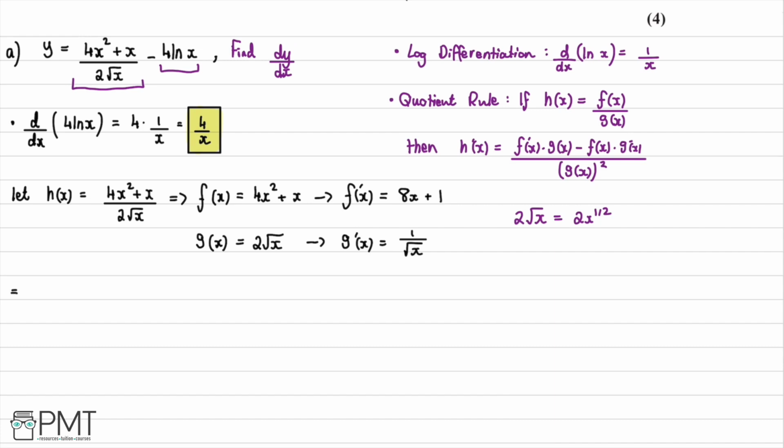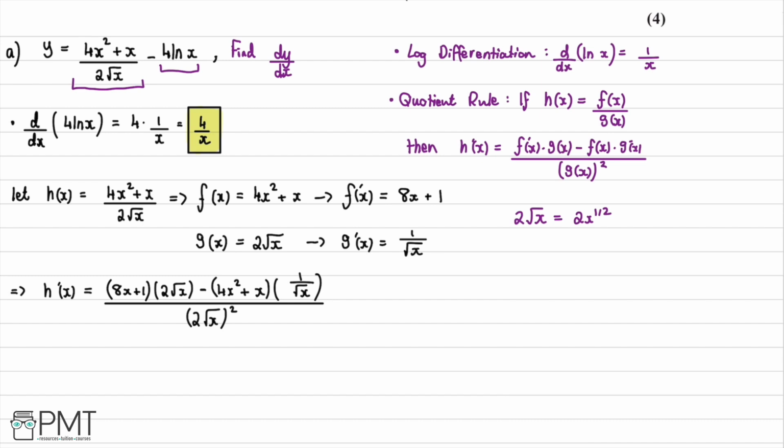So then we can use the quotient rule, and we can say that the derivative of h of x is going to be as follows. So we just take our new terms we have here and substitute them in this fashion. So we start off with f dash x, so we'll have 8x plus 1, and then we multiply that by 2 root x, and then we're going to subtract f of x, which is 4x squared plus x, and we're going to multiply that by 1 over root x, and then we don't forget that we need to divide by g of x squared, which is 2 multiplied by root x squared.